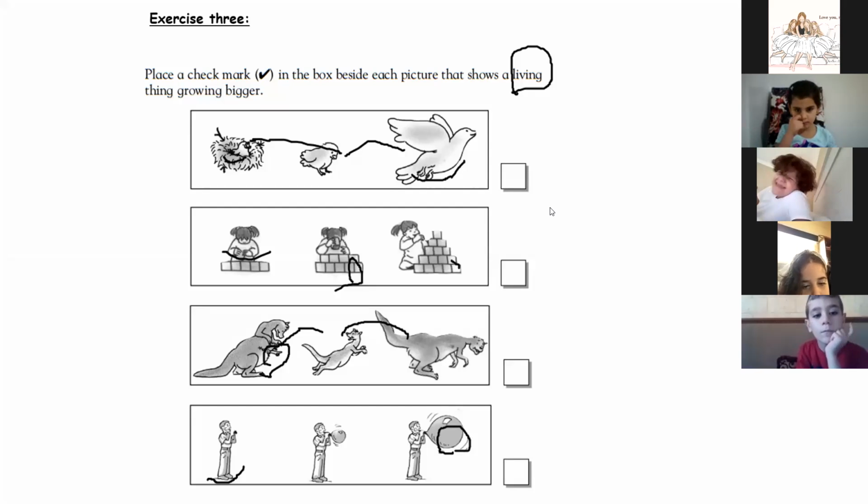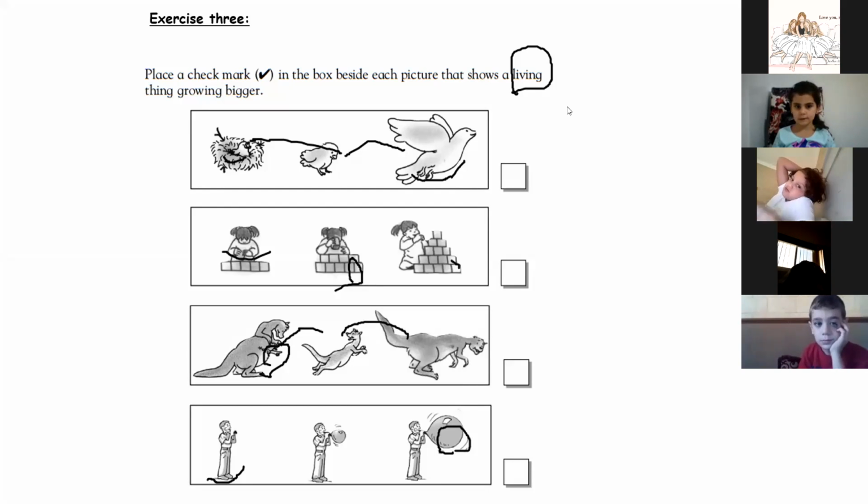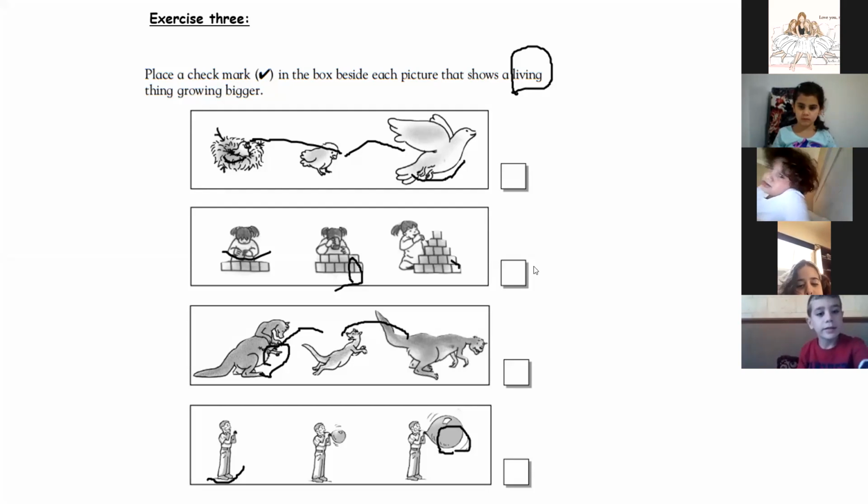Solana, in this exercise, we have to put a check in the box beside each picture that shows a living thing growing bigger. Okay, a living thing, not a non-living thing. A living thing, okay? So the first one, Solana, what can you see? Solana, the first picture, what can you see?